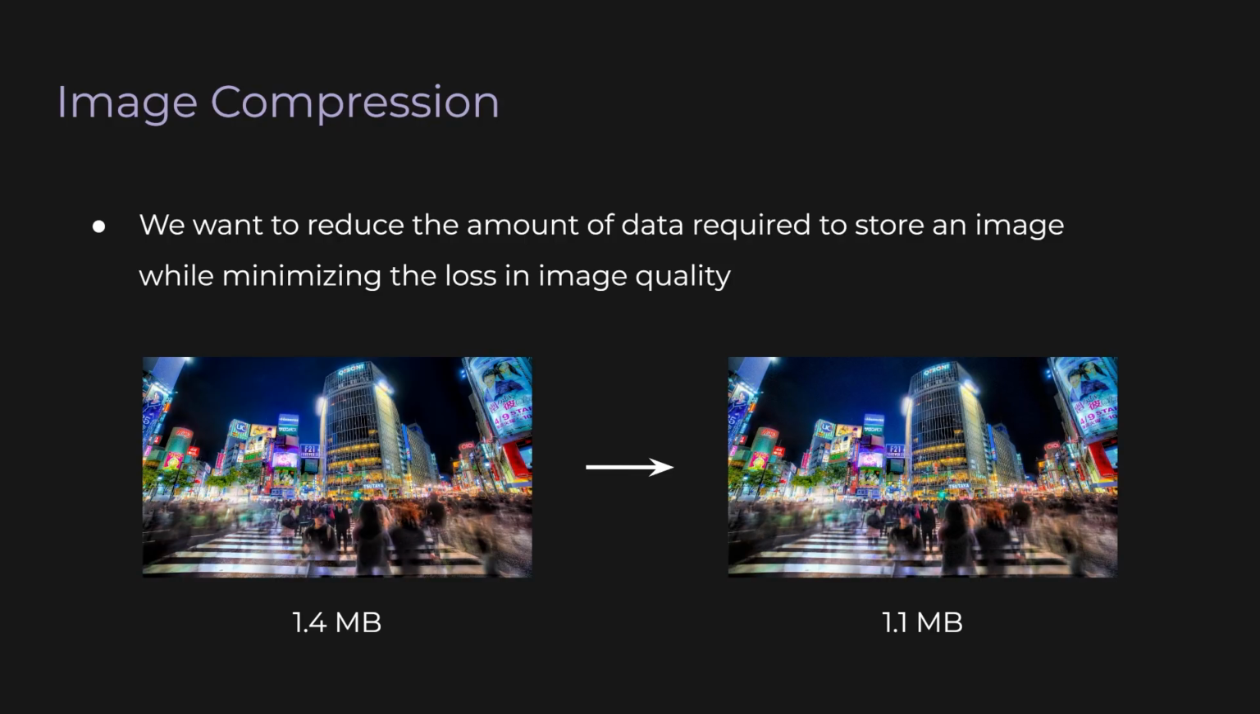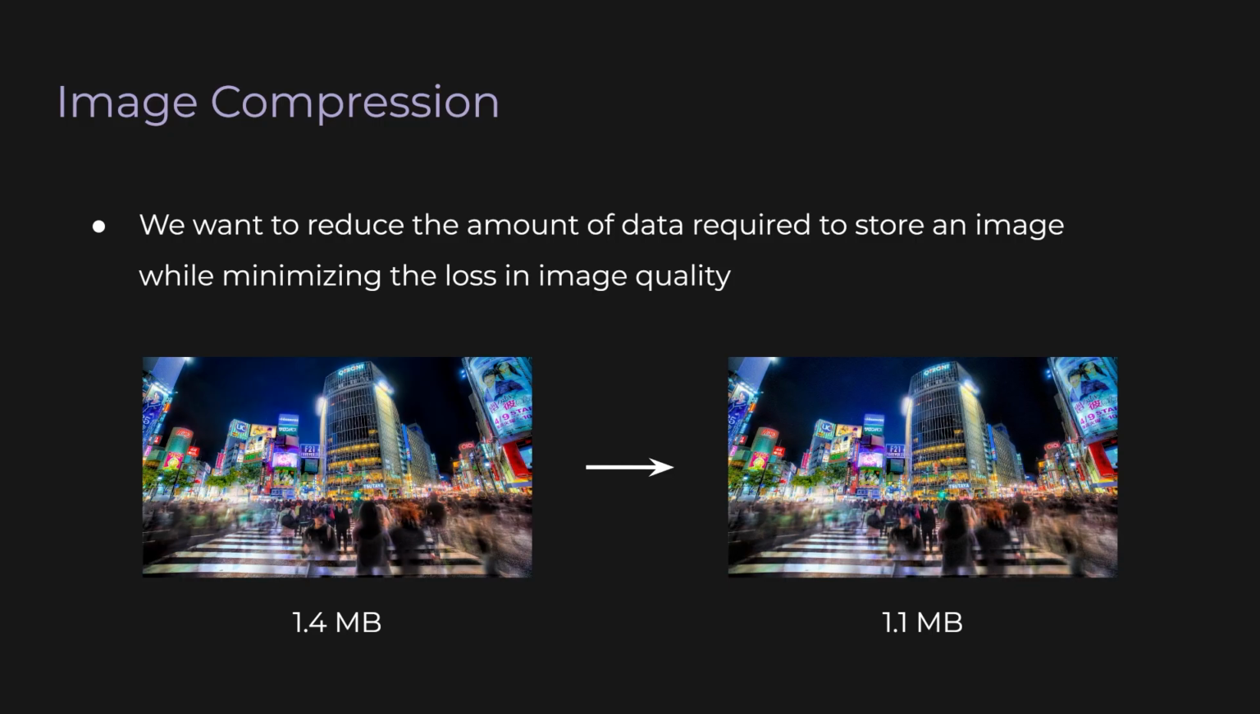Let's first formulate the problem of image compression precisely. We want to reduce the amount of data required to store an image while minimizing the loss in image quality. We can quantitatively measure image quality by subtracting the original image from our compressed image pixel by pixel, squaring these differences, and adding them all up into one number. The smaller this number is, the closer our compressed image is to the original image. This metric I'm describing should ring a bell.